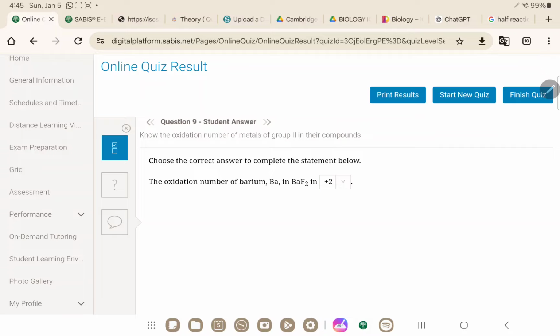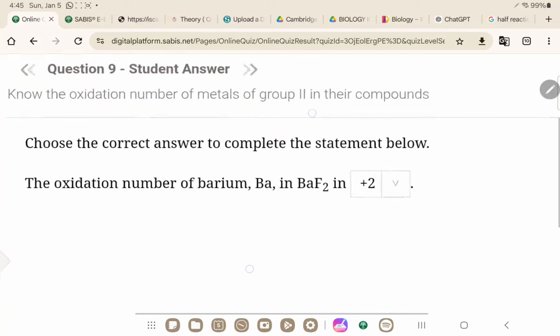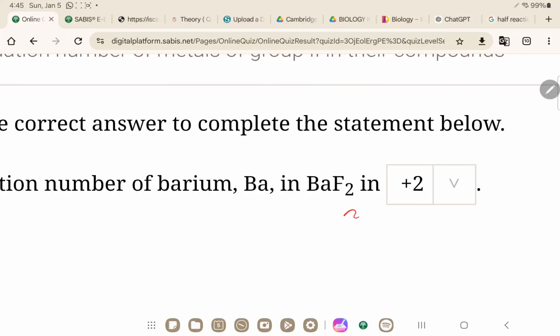Okay, so the next question is asking us, what's the oxidation number of barium? So, barium in barium fluoride, you need to see. F, we always said it's -1. Since F is always -1, but here it has a subscript of 2, it's going to be -2 here.